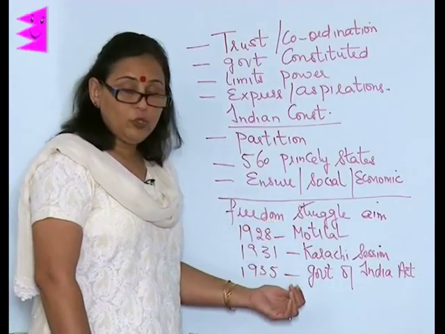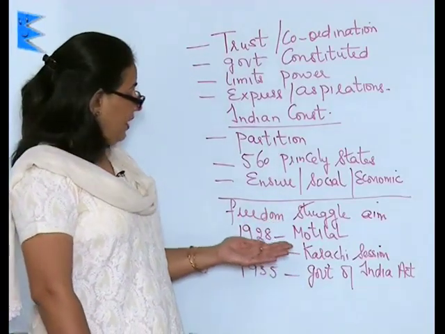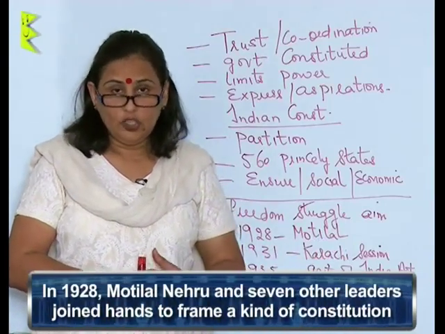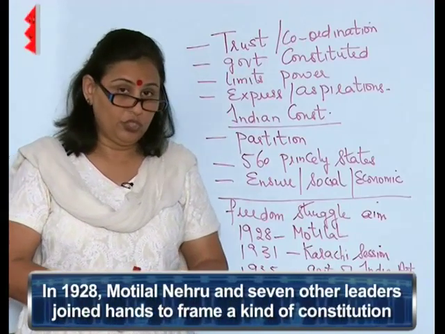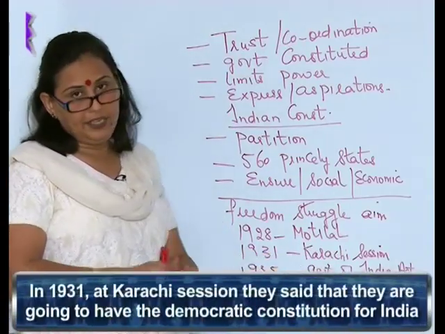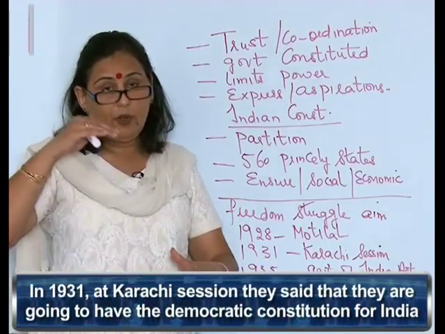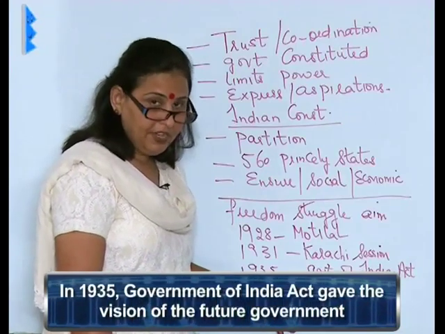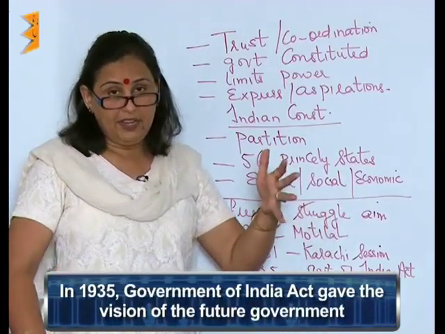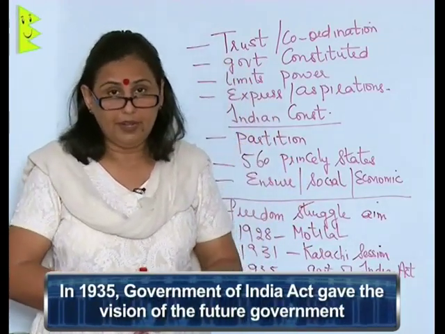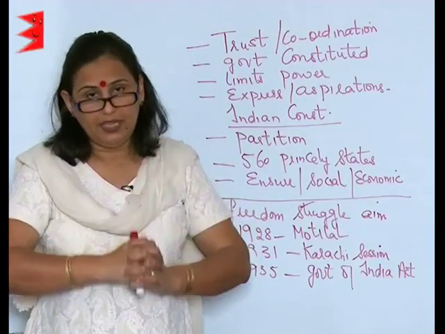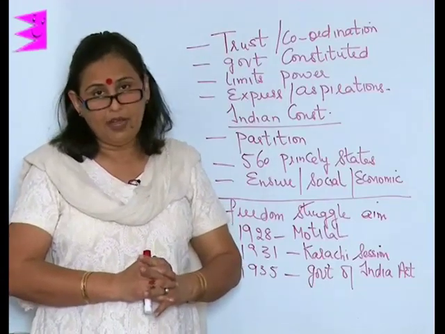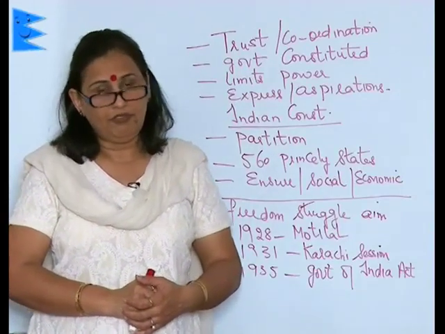The making of the Indian constitution also went step by step. The first, in fact, that we can remember is in 1928, when Motilal Nehru and seven other leaders joined hands to frame a kind of constitution for India. This was followed in 1931 by the Karachi session, wherein they said that they are going to have a democratic constitution for India. And in 1935, the Government of India Act clearly gave India the vision of the future government. The Constitution of India was based on the ideals of the British Constitution. So, we had some things already in mind before we framed the Constitution for Free India.